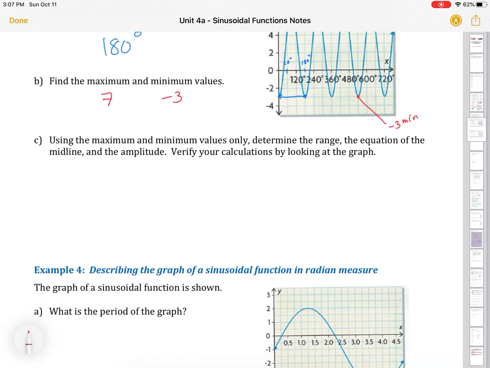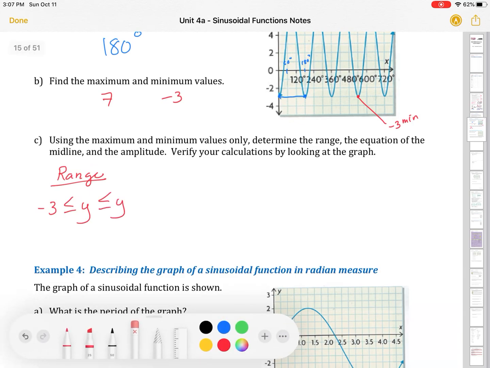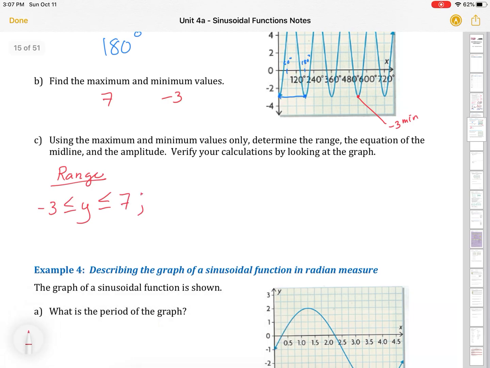Using the maximum and minimum values only, determine the range, the equation of the midline, and the amplitude. So the range is our y values, right? Well, y would be greater than or equal to -3, and it would be less than or equal to 7. Not y, 7. Why did Mrs. Finley write that? I don't know. And y is in the set of real numbers with those limitations.